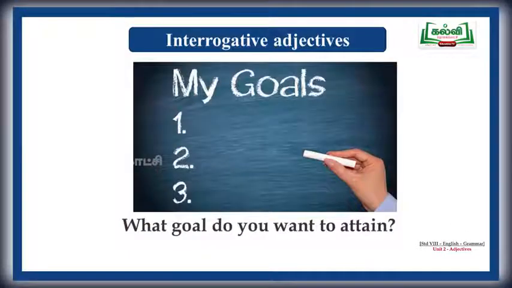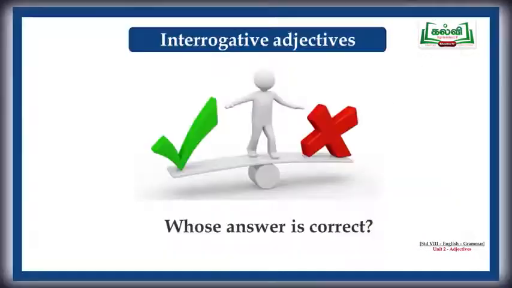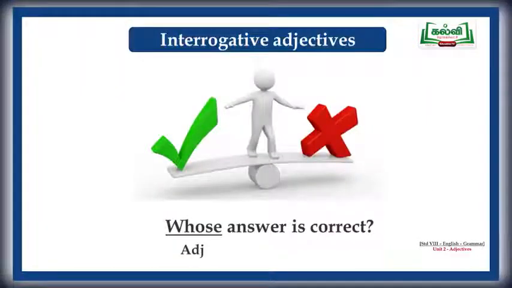One more example, let us see. What goal do you want to attain? Being a student, you have your goals. You may have some idea about what your aim is. This picture asks the question, which goal do you want to attain? One more question, whose answer is correct? Either yours or that person's. So, whose answer? Answer is a noun, whose is an adjective, that is, an interrogative adjective.